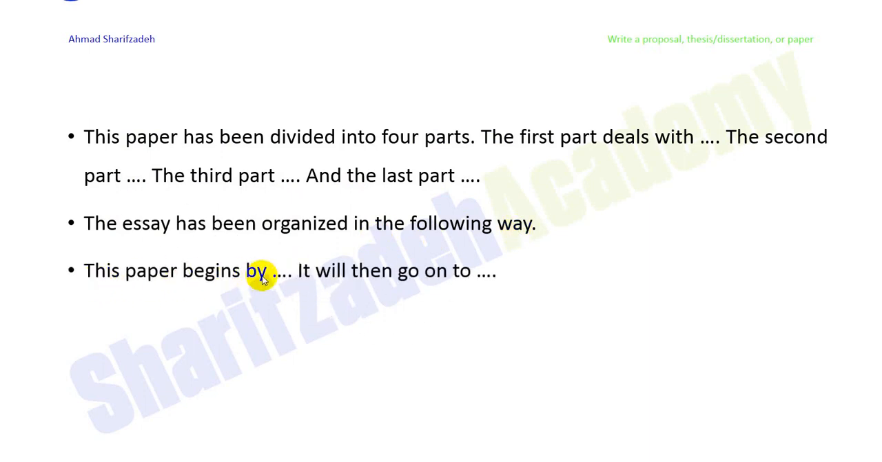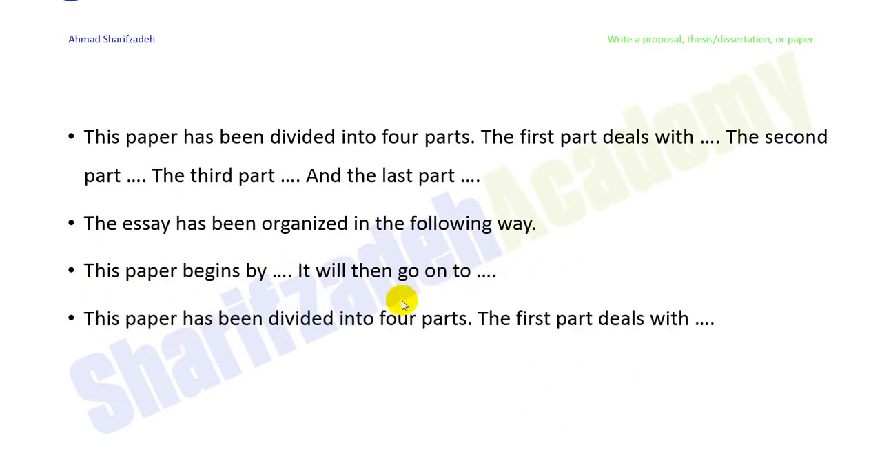The paper begins by this, and it will then go on to discuss that, for example, the methodology. This paper has been divided into 4 parts. The first part deals with this, the second part deals with the second item, I mean methodology, for example. The third part presents data, and the last one will actually discuss the results and conclude. I mean, give you a conclusion.